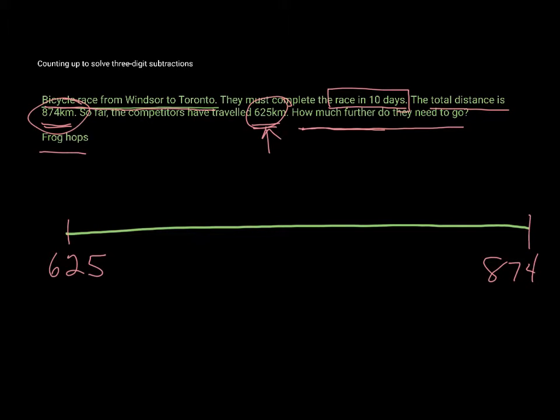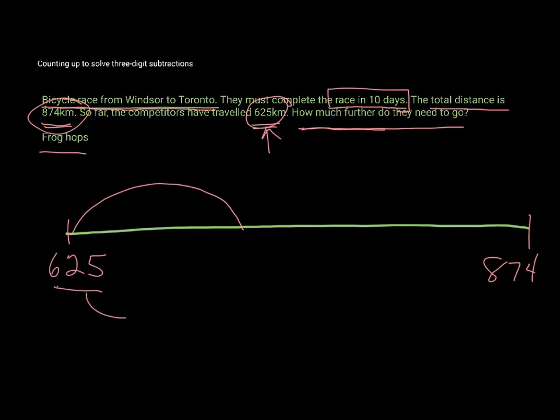And now we're just going to use hops. We're just going to use hops along here in order to get to 874. And then we just add up the amounts in each hop. All right. So an easy way to do this is to say, right, we have 625 here. What do we have to add to 625 to get to the nearest set of 100? Because remember, we're trying to make this as easy as possible. We want to do it in as few hops as we can. All right, so what would we have to add to 625 to get to the nearest set of 100?